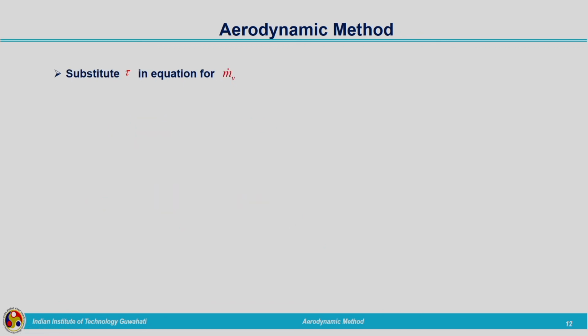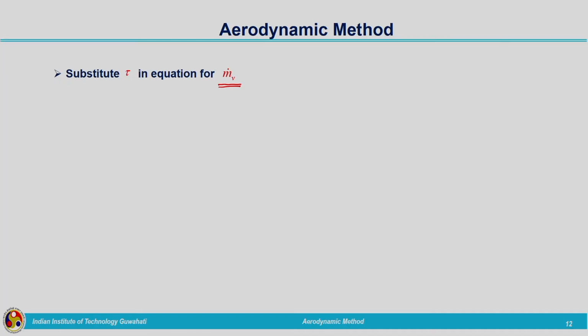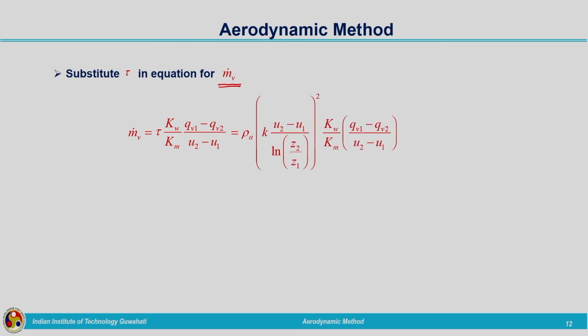Now, what we are going to do: we have the equation corresponding to mv, that is, we have divided the mass flux and the momentum flux. mv divided by tau we have done initially, and mv in terms of tau we have written there. Now, we have the expression for momentum flux tau from the velocity distribution law near the boundary layer. So, we will do the substitution for tau in the equation for mv dot, that is our mass flux. Here for tau we will be substituting the expression which we got in the previous slide.